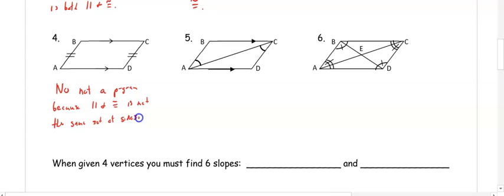Number 5, we have that A is congruent to C. This angle here, ABC, is congruent to DCA, which makes those alternate interior angles, so those lines are parallel. So we have two sets of parallel sides, so yes, this is a parallelogram.